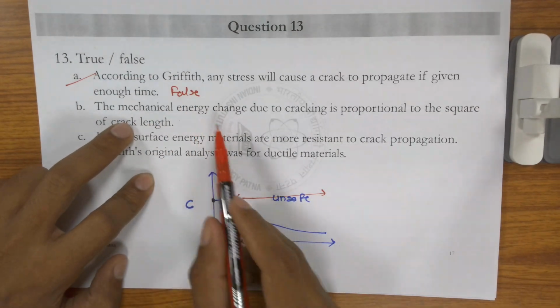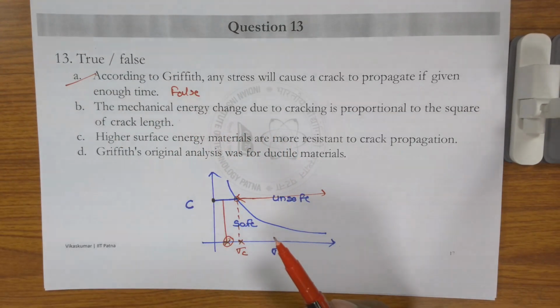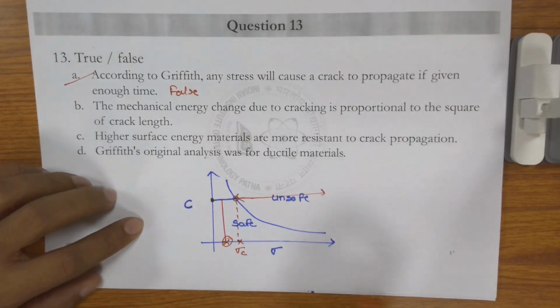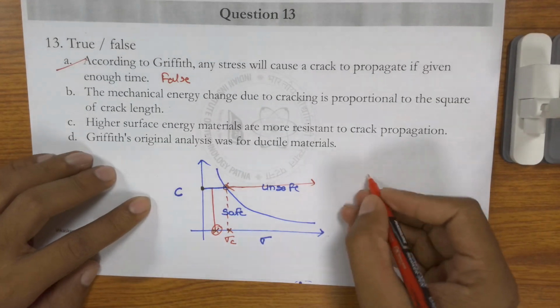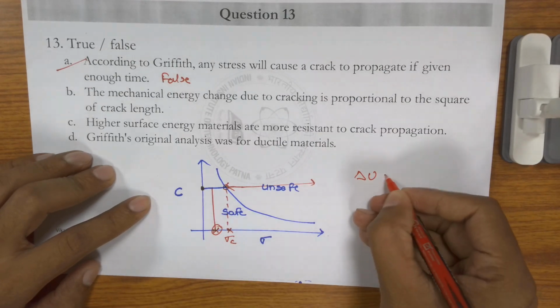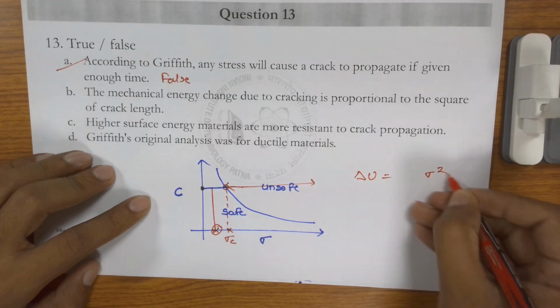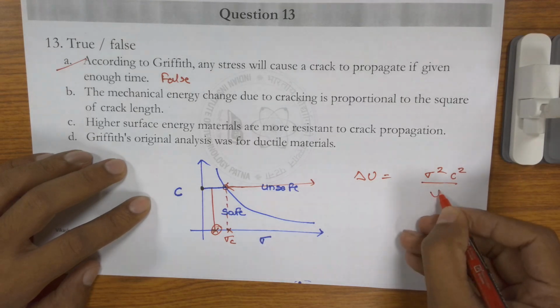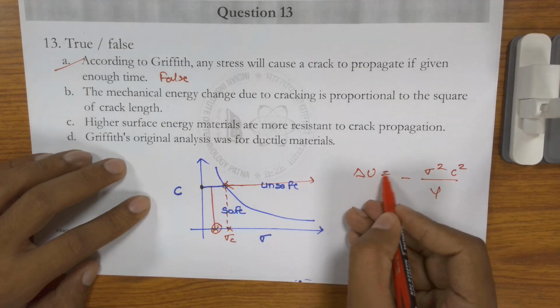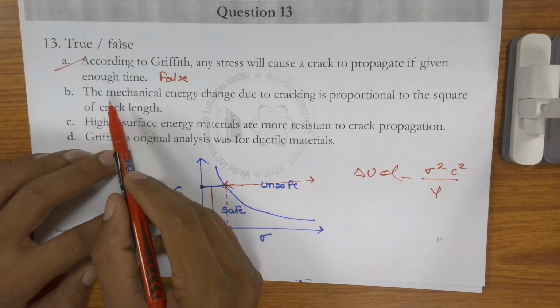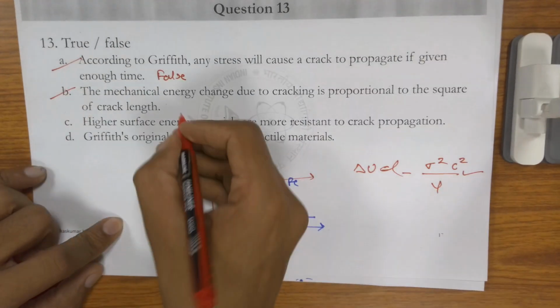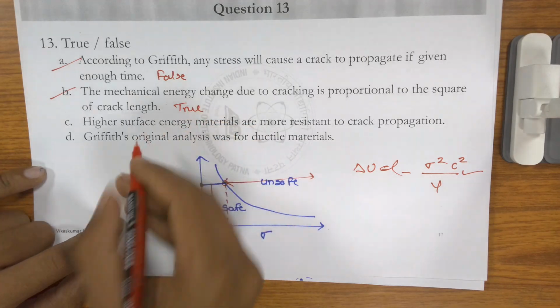The mechanical energy change due to the cracking is proportional to the square of the crack length, right? We know that the mechanical energy change is proportional to sigma square c square divided by the modulus. It is proportional to these things, so from here we can say the square of the crack length. Yes, it is. So this one is true.